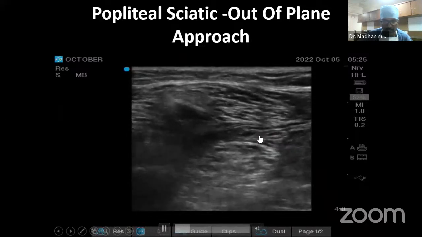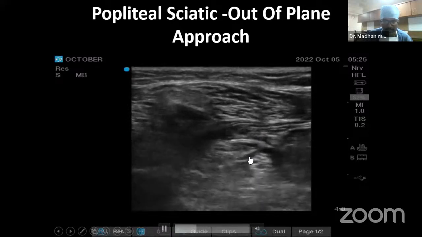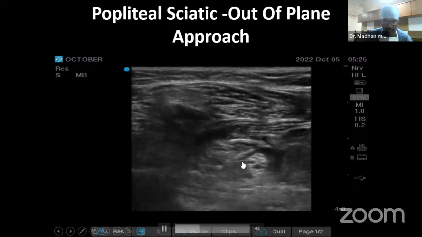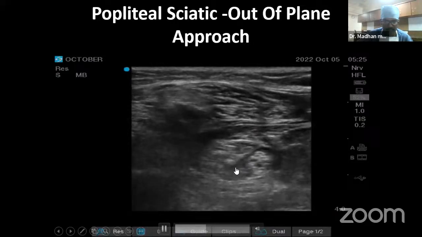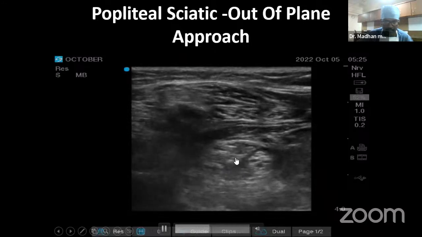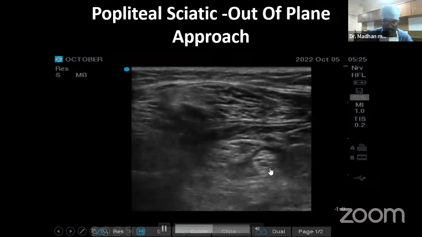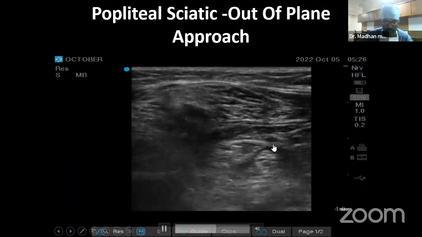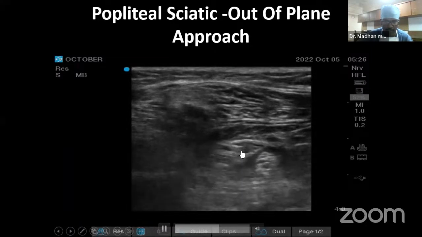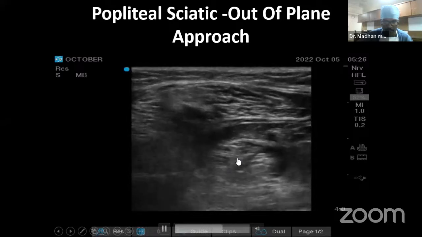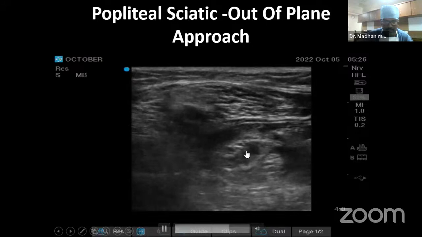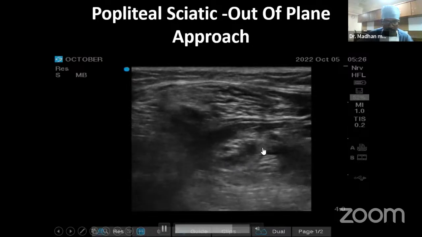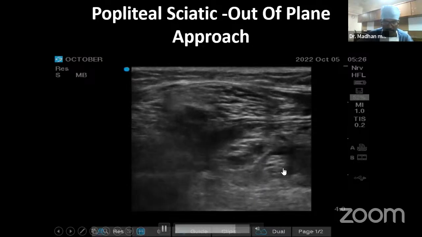Initially, hydrodissection was done, but that is in the subepimysial compartment outside the paraneural sheath. The next injection was given inside the paraneural sheath. As you can see here, there might be a septum here, so you can see the drug spread only in the tibial component of the nerve. So the needle is withdrawn and redirected to the common peroneal component. Now you can see the spread in both the compartments of the nerve.